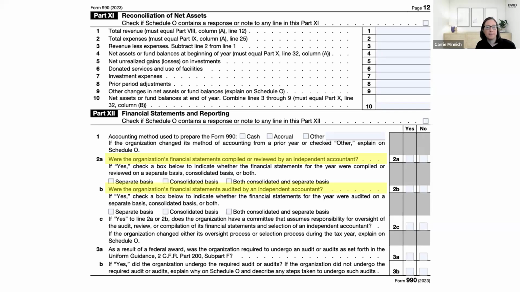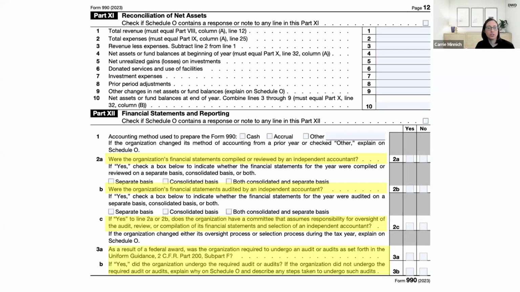And then it also asks if you had a committee that assumed responsibility for oversight of the audit, review, or compilation. So that would be your finance committee, your audit committee, or maybe just your board. But is your board actively reviewing that statement that's provided by that independent accountant during the year? The IRS wants to know that.